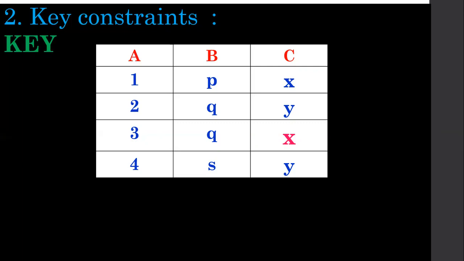Or we can also define a key as a set of attributes with the help of which we can identify the value of all other attributes. For example, with the help of A, I can identify the complete row, or I can identify the value of the remaining attributes B and C. Such sets of attributes are referred to as key attributes. So A is a key, BC is a key, but C is not a key. Now we'll see the types of keys.